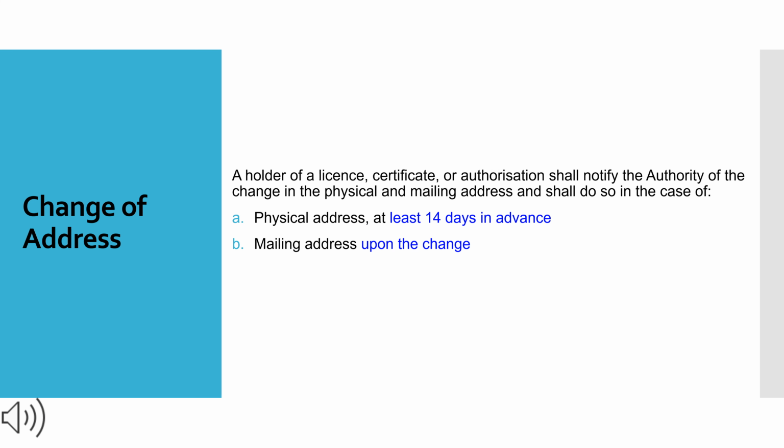Change of address. A holder of a license, certificate, or authorization shall notify the authority of the change in the physical and mailing address, and shall do so, in the case of a physical address, at least 14 days in advance, and in the case of a mailing address, upon the change.